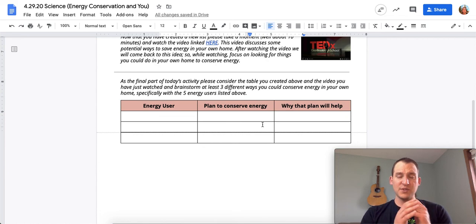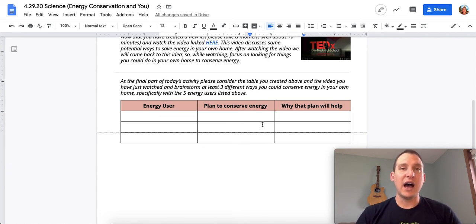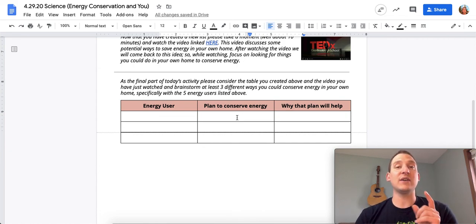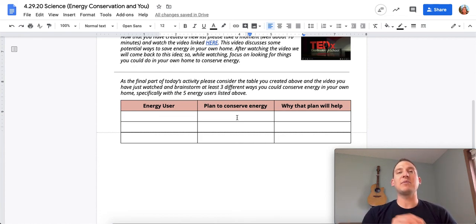So if I'm going back to the microwave example, I could say I'm going to use my microwave less. That would be my plan to conserve energy: only use my microwave once a week rather than as many times as I need to. Those would all be good things. Now, something to consider with that idea, and it's going to be the case for a lot of different options here: if I say I'm going to use my microwave less, that's my energy user, the microwave, I'm going to use it less.